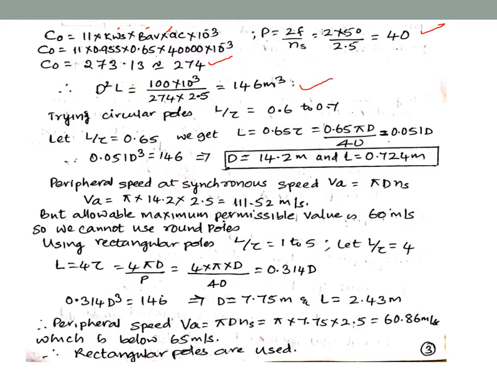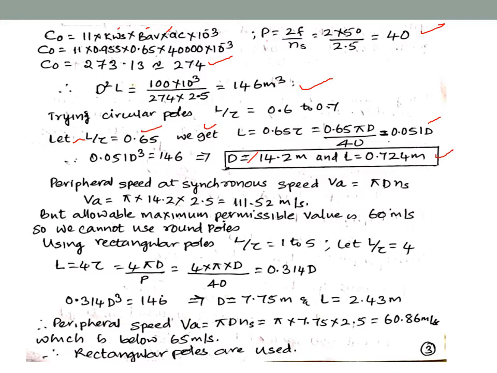Okay. So now for circular poles, the L by tau ratio is 0.6 to 0.7. So what we will do, we will take the L by tau ratio as 0.65. So we get L is equal to this one. From this, D is equal to 14.2 meter, L is equal to 0.724 meter.